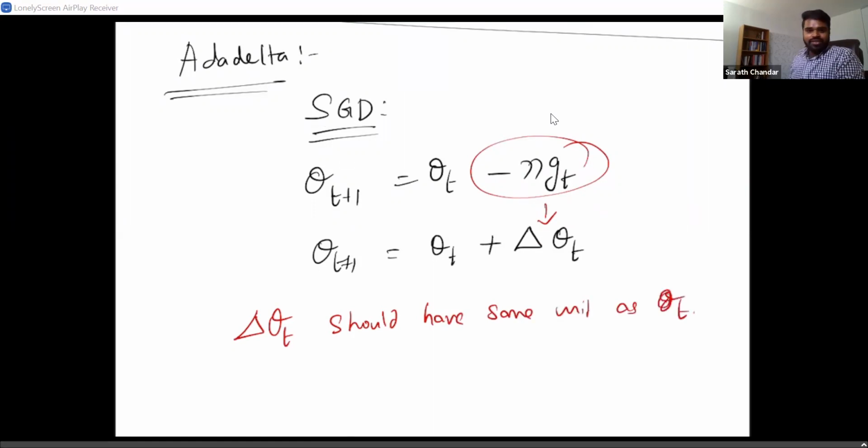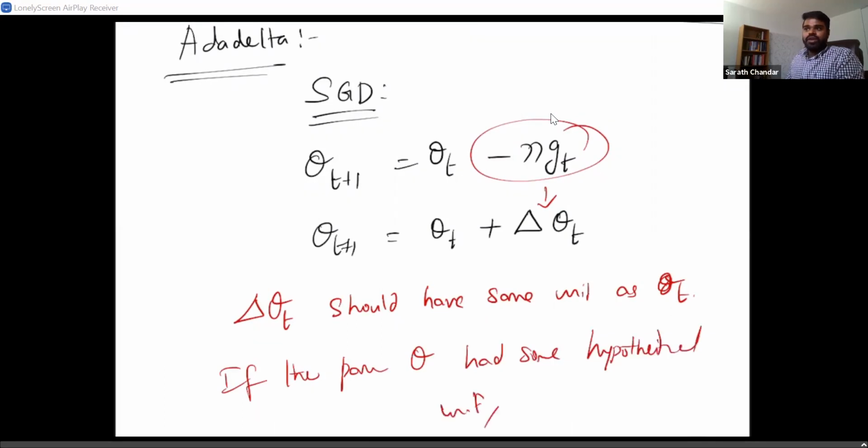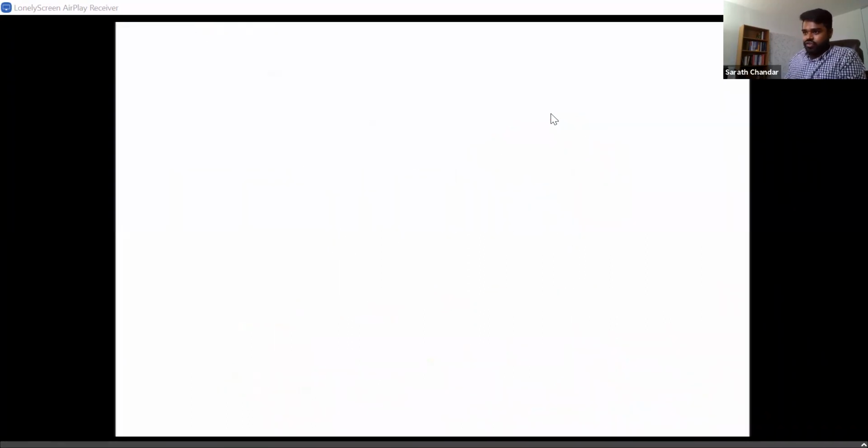Because you're adding this gradient to theta t, they should all be in the same units, right? For example, if you have an equation where you're adding something to something in meters, then your addition should also be in meters. Now if the parameter theta had some hypothetical units, then del theta t should also have the same units, right? So let's see if this is indeed true.